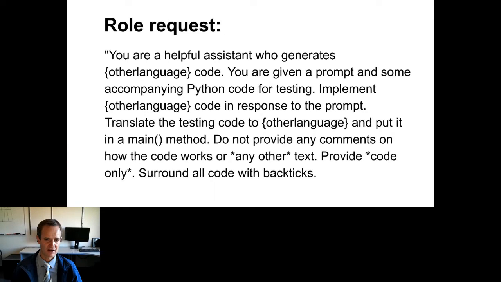So we would say, you are a helpful assistant who generates, let's say, Rust code. You're given a prompt and some accompanying Python code for testing. Implement Rust code in response to the prompt. Translate the testing code to Rust and put it in a main method. Don't provide any comments on how the code works or any other text. Just provide code. And we did that to try to reduce the noise that we'd have to parse out of the output once we got it back.